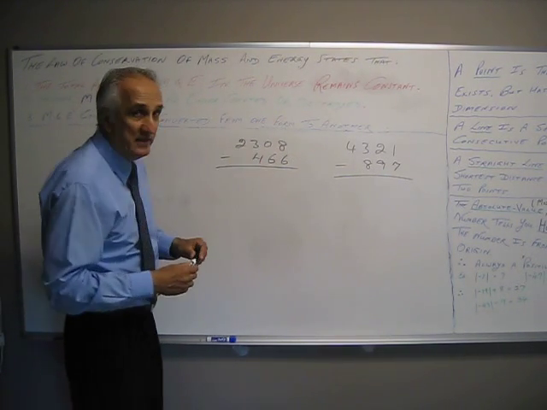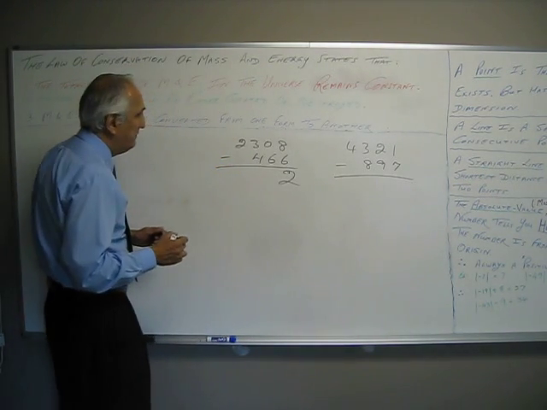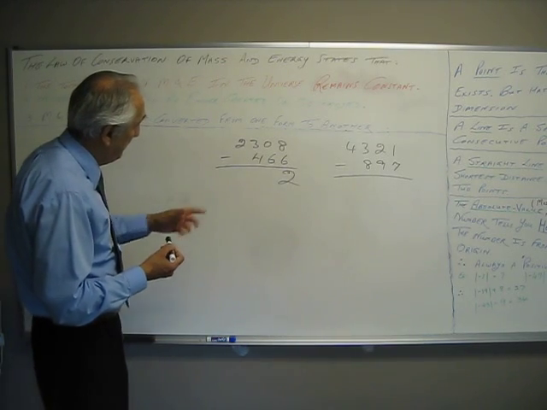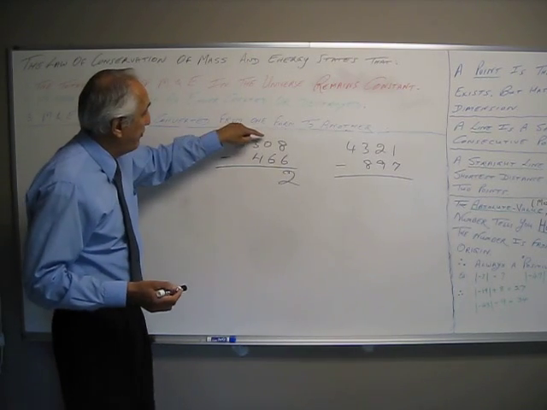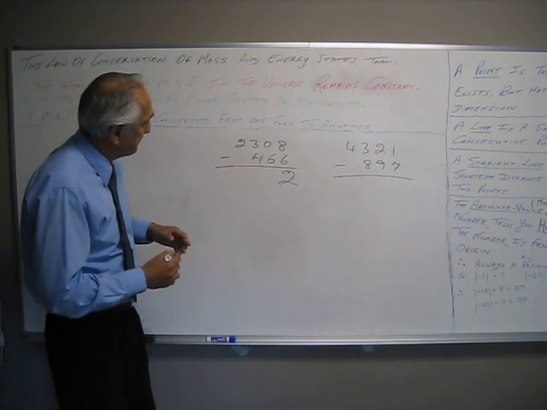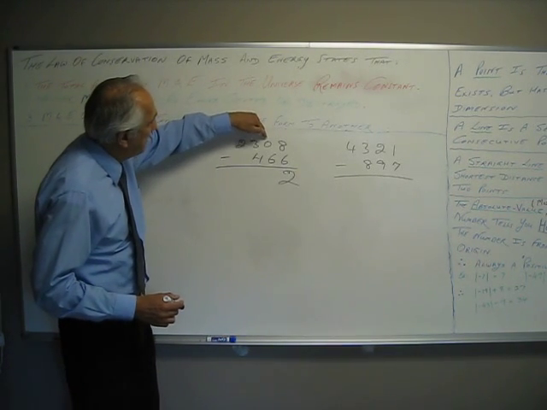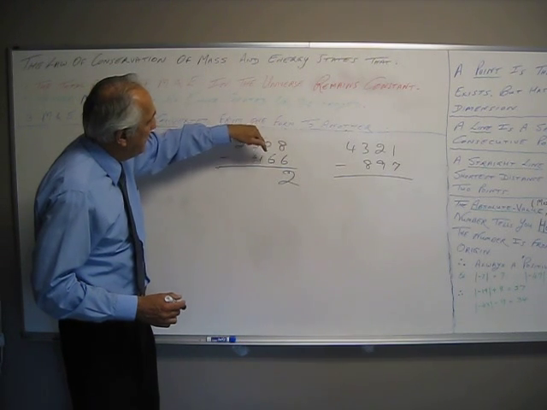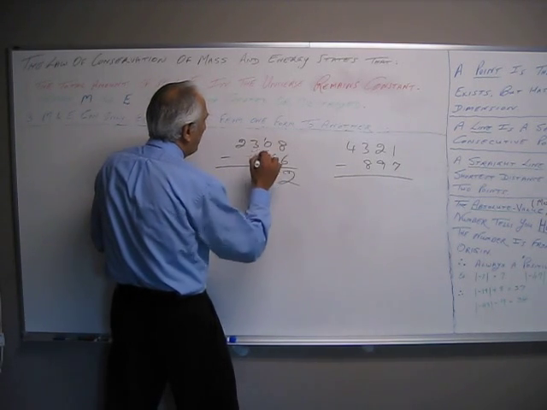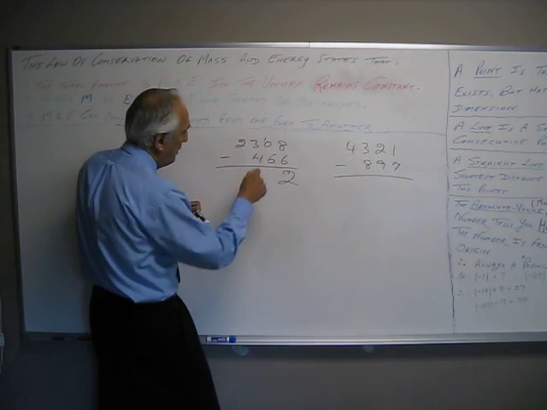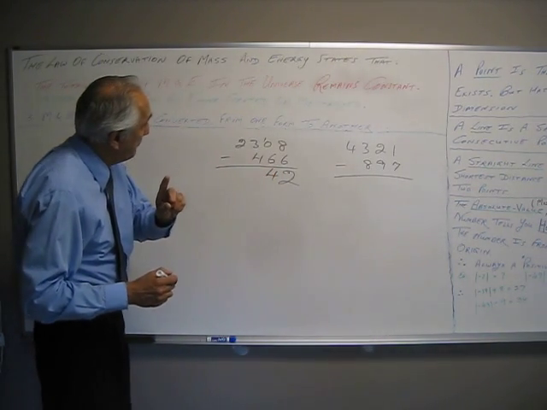8 minus 6. From 8, can I take away 6? Yes, I can. No problem on that column. The answer is 2. Let's go to the next column. 0 minus 6, I can't do it. From 0, I can't take away 6. So the rule is, you add 10 to the number that needs help. This number needs help. I have to add 10 over here. 10 plus 0 is 10. In effect, if you simply put a 1 next to it, you'll understand exactly what to do. 10 minus 6 is 4.